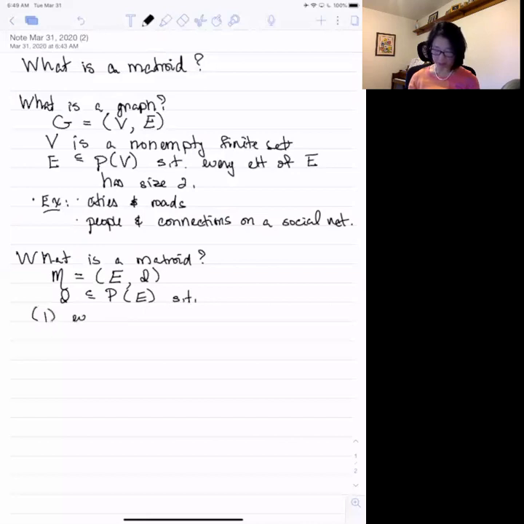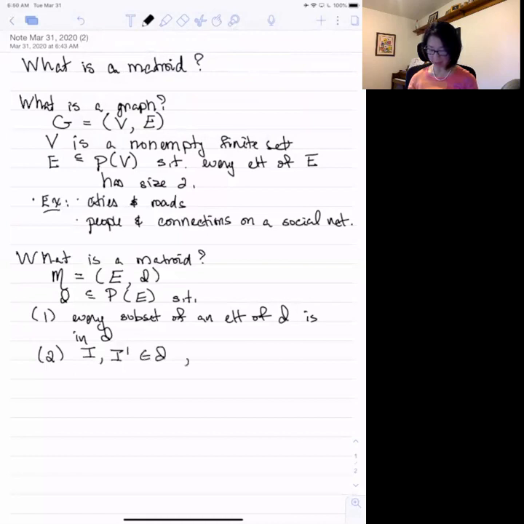One, every subset of an element of script I is in script I. And 2, that weird property that says that if I have 2 elements of script I and one has more elements than the other, then there exists something in the bigger set that I can throw into the little set. This is my shorthand for union, I plus X, and that'll also be in script I.